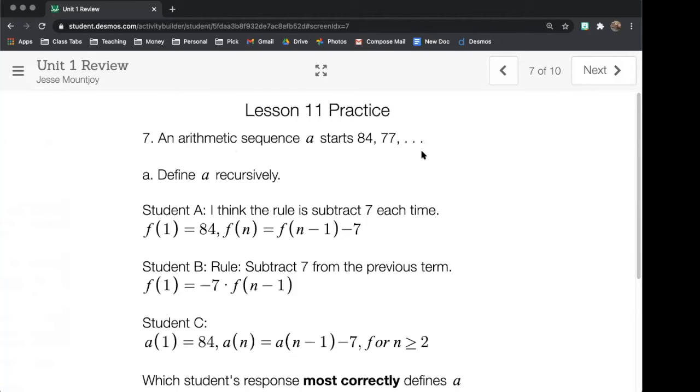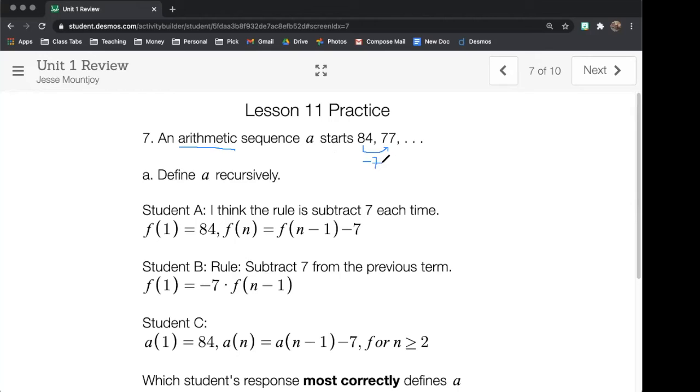So an arithmetic sequence starts at 84, then 77, and so on. Define it recursively. So what did they tell me? They told me a few things. Number one, it's arithmetic, so I know I'm adding or subtracting. So what would I subtract in order to get from 84 to 77? I would need to subtract 7.